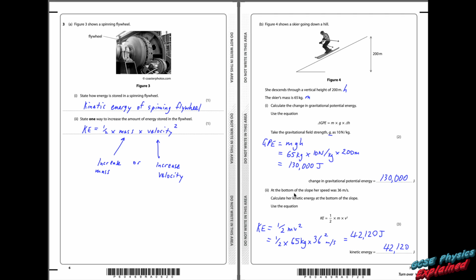Part 2. At the bottom of the slope, her speed was 36 metres per second. Calculate her kinetic energy at the bottom of the slope. So they've given you the equation for kinetic energy, which they always will at this level. So a half times the mass, it's the same person, so the mass is still 65 kilograms, and multiply that by 36 squared. Remember to do the 36 squared first, then multiply it by 65, and then multiply it by a half. And that should come out as 42,120 joules.